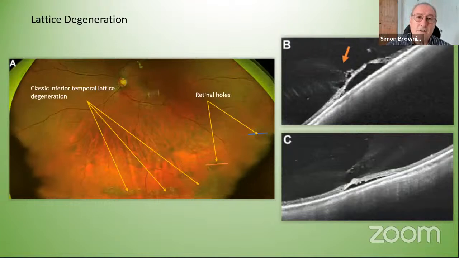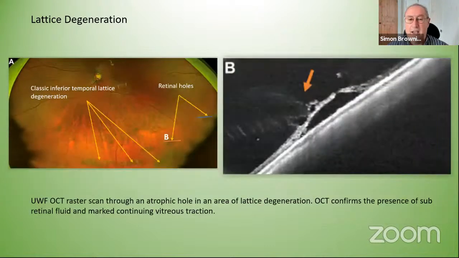So again, if we look at some images of lattice degeneration, we see the classic inferior lattice degeneration in the color image, and we see some little retinal holes there. And look at these wonderful images on the right here. And if we look at area B on here, we've got a retinal hole there. But what you can also see is the ongoing massive vitreous traction and the sort of force that's associated with that.